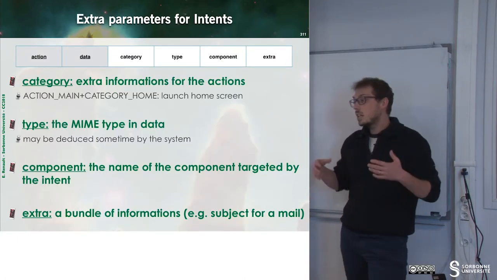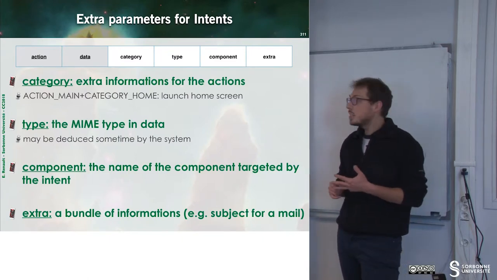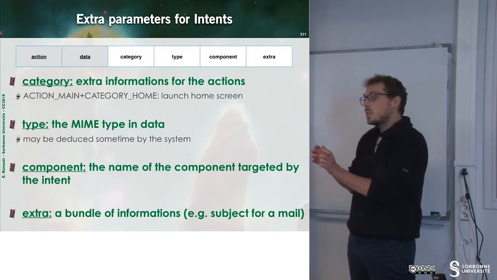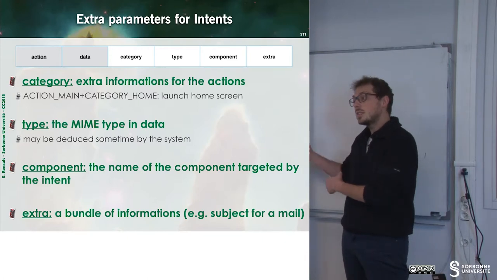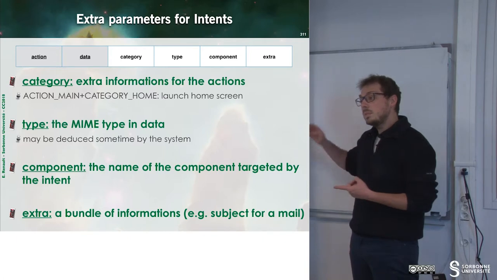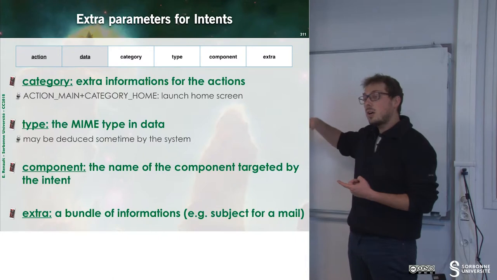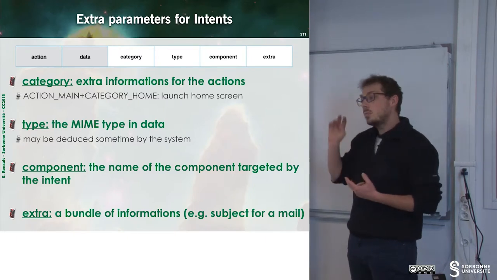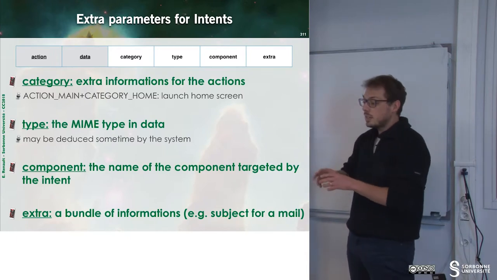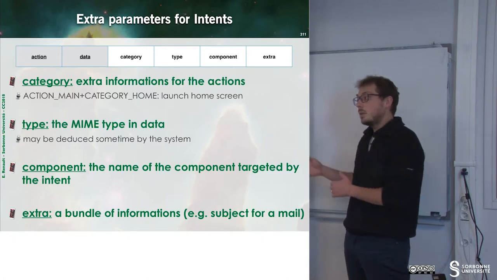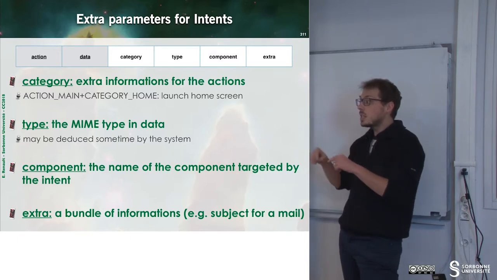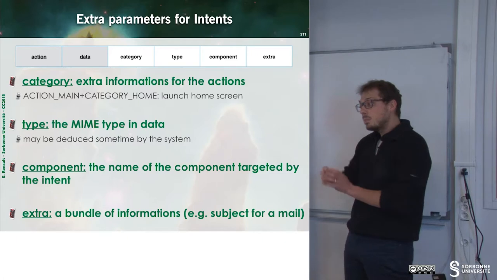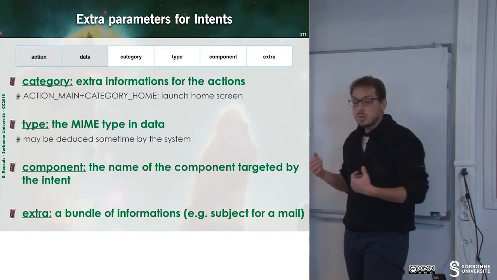But an intent can also have extra parameters: category, type, component, and extra. Category is extra information for the action. Some actions need more than just one specific tag, so this is in category that we will have this detail. The type is the MIME type of the data we want to observe or get, so you have to plug the MIME type inside of this. Component is the name of the component which is targeted. Sometimes you can just ask for composing a number and performing a phone call. Otherwise, you may specify the name of the class you want to trigger. And finally, extra, which is a bundle that can embed as much information as you want, in order to give information to the component that will receive the intent.